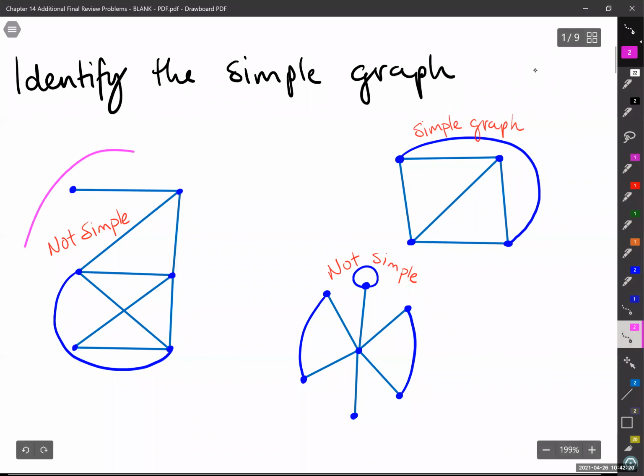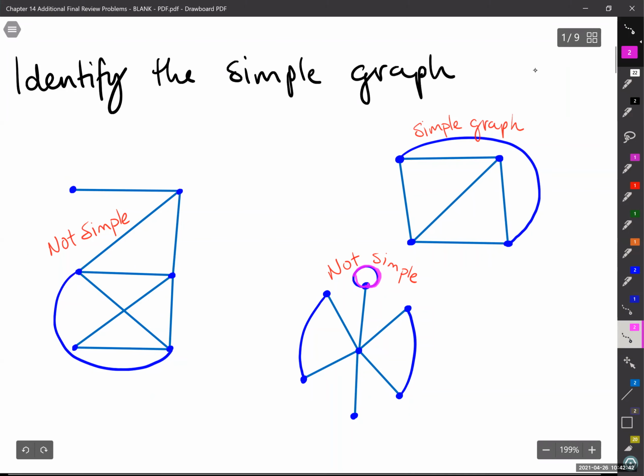So here we see that this graph is not simple because this pair of vertices is connected by 2 edges. So any pair of vertices connected more than once is not simple. This graph is not simple because of this loop. That is an edge that goes from a vertex back to itself, so that's not simple.